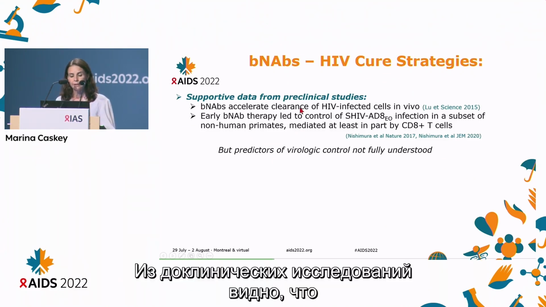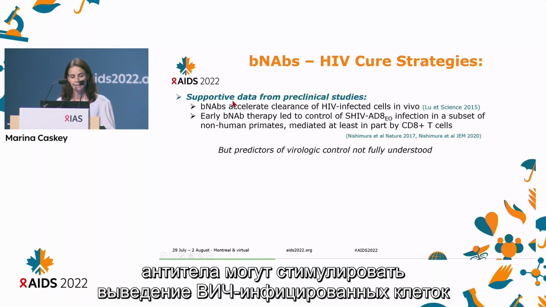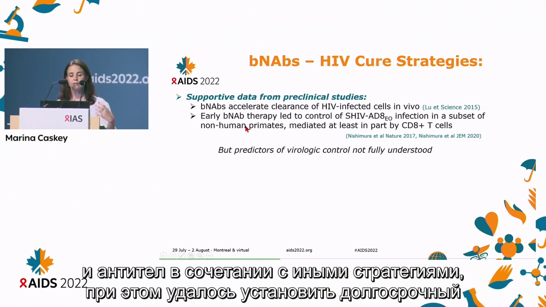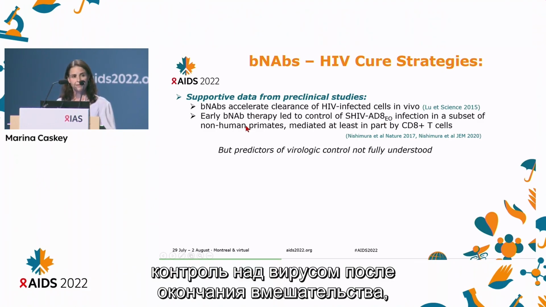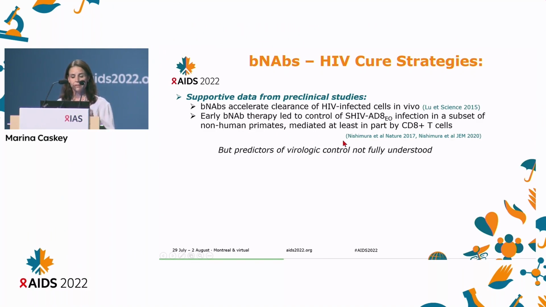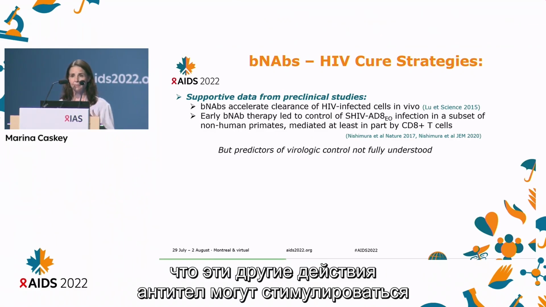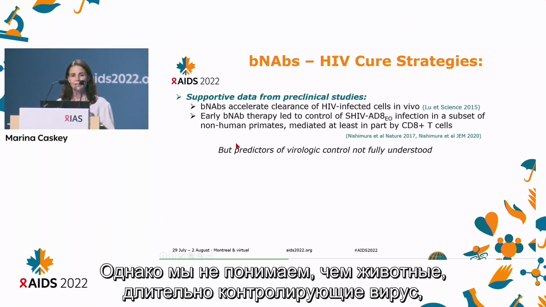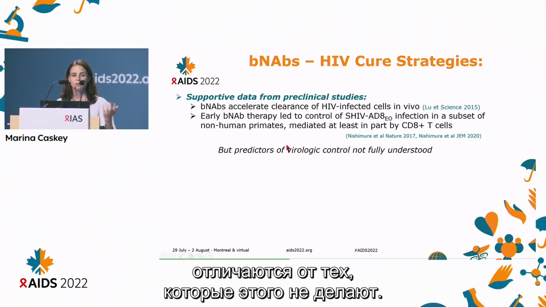From preclinical studies, it's been shown that antibodies can in fact accelerate clearance of HIV-infected cells in vivo models. And there's been a series of studies of antibodies alone or in combination with other strategies in non-human primates, leading to long-term control of the virus after the intervention was discontinued, that was at least in part mediated by CD8 T cell responses. So this demonstrates in preclinical studies that these other activities of antibodies can in fact be triggered and be part of the phenomenon of control. However, we don't really understand what distinguishes these animals that go on to control the virus long term and the ones that don't.